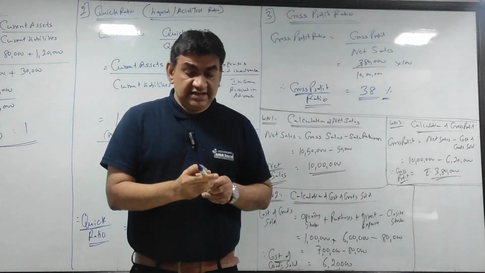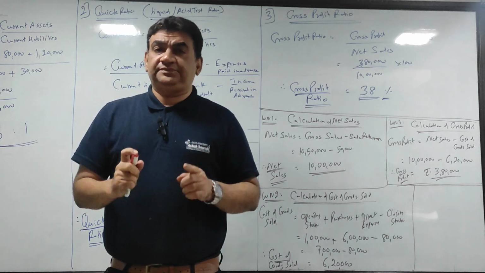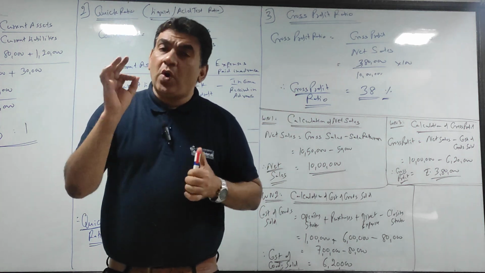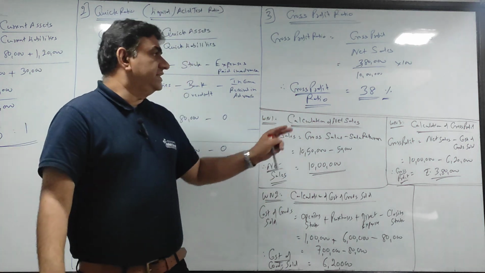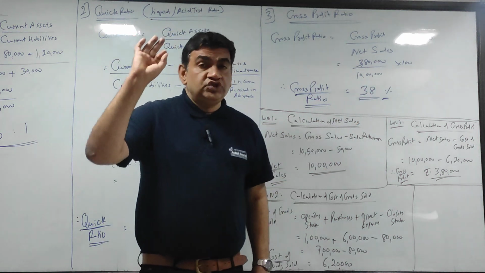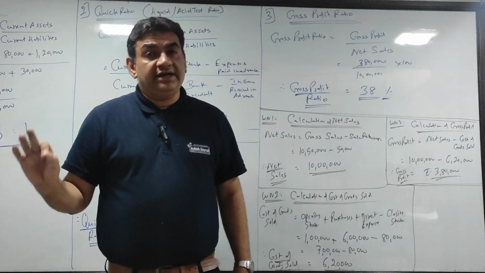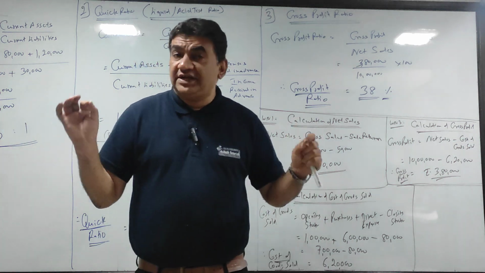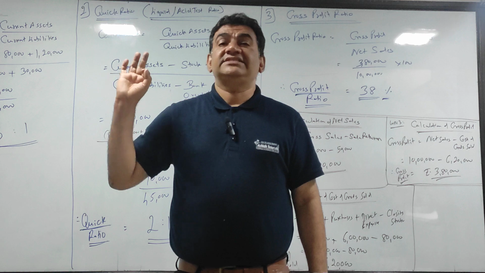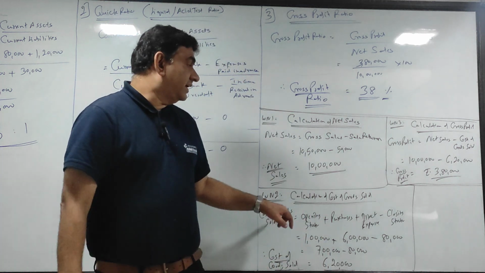What this means is, whatever your net sales is, 38% of it is your gross profit, sorry, not expense. I'll repeat, whatever your sales is, gross profit will be 38% of it. That is the gross profit ratio. I'll brush up: gross profit ratio is gross profit upon net sales into 100. They may give you gross profit or net sales directly, or you may have to calculate.